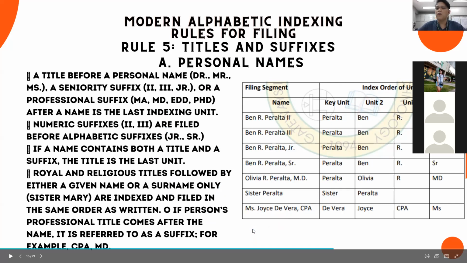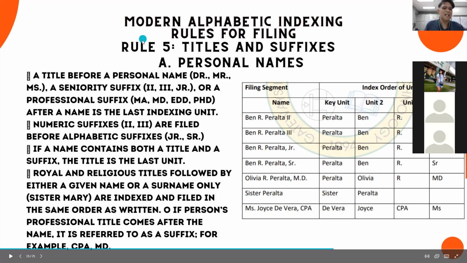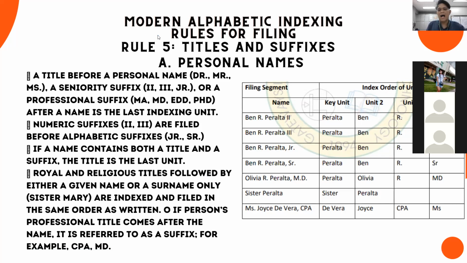Okay, let's go with the index order of units. Our key unit is the surname: Peralta, Sister, and De Vera. Sister is used as a key unit because that is the main one. For Sister Mary, they index it as written in the file, because there is no surname in the name. That's why you use the address in the file segment in the index.